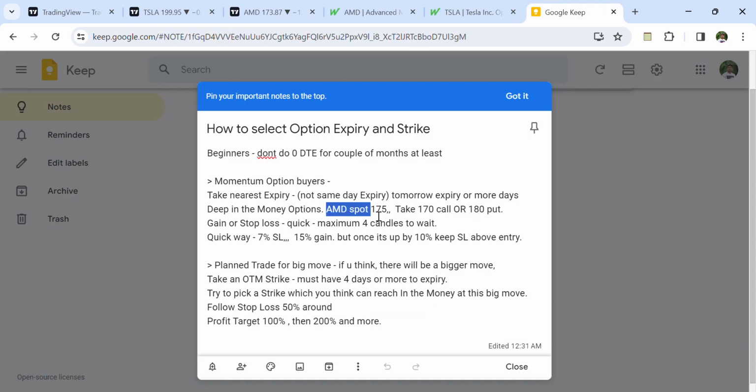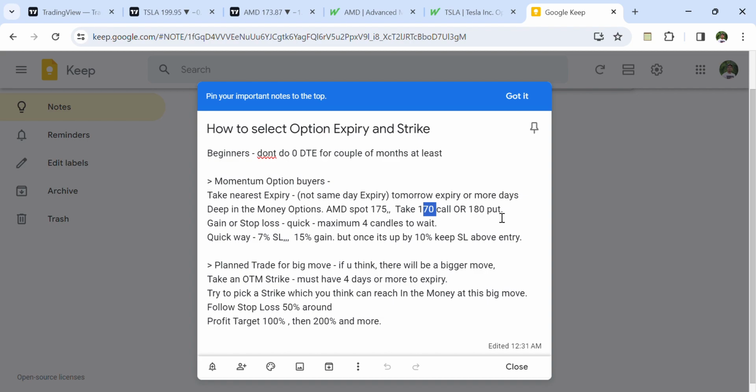For example, here I have given an example. 175 is the spot price. If 175 is the spot price of AMD, you should take the 170 call if you're going call side. I'm only talking about the buy side, okay, I'm not talking about option sell to open. I'm always talking about buy to open. So you should buy to open the 170 call or the 180 put. Both are in the money.